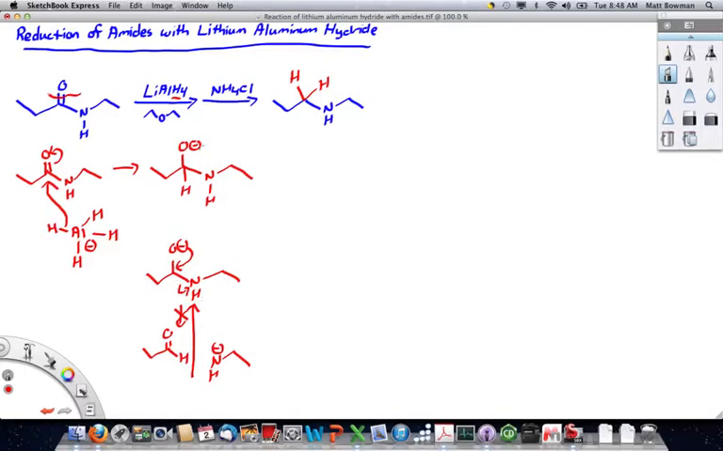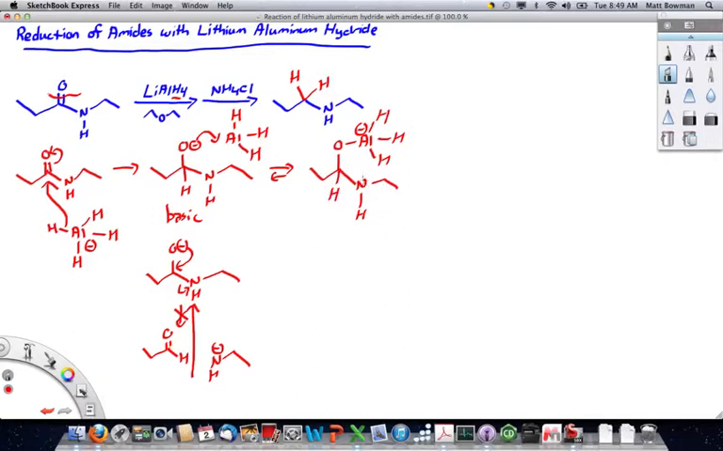Instead, this O- here, which is basic, reacts with the LiAlH4, which is a Lewis acid, and it can come on and off of that aluminum. Like so.